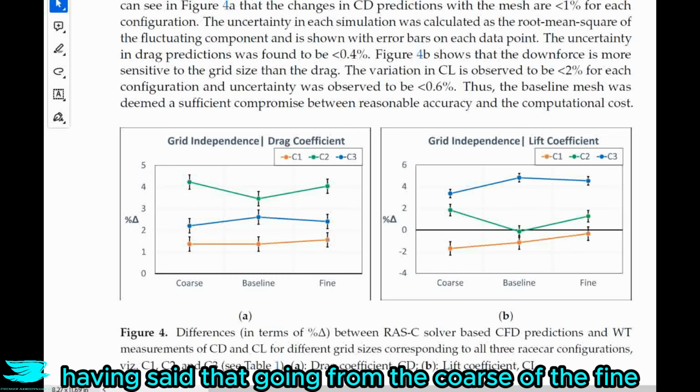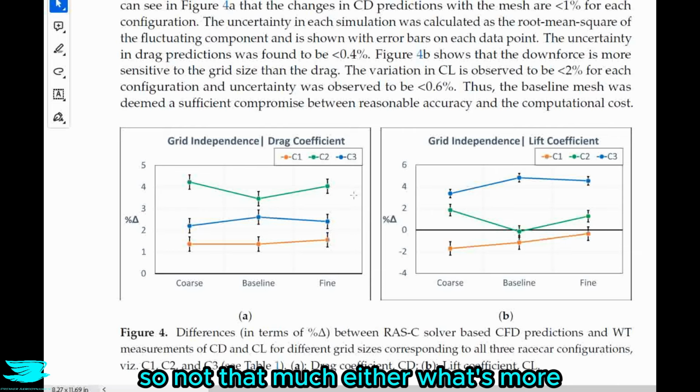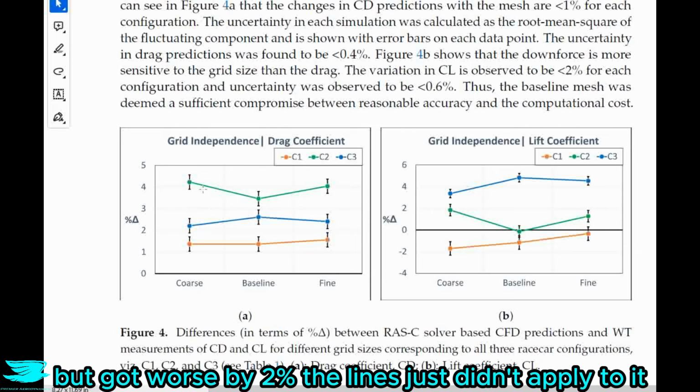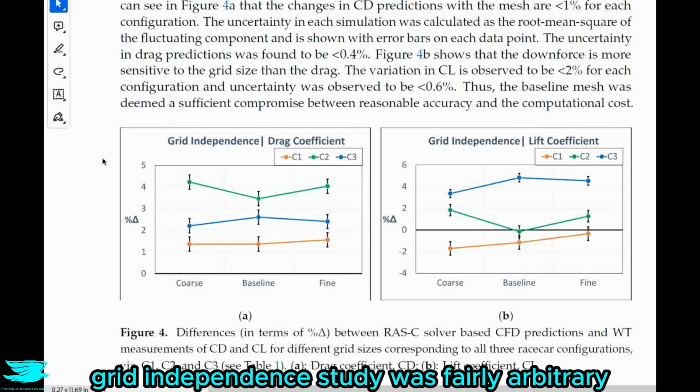Having said that, going from the coarse to the fine at most changed the results by a couple percent, so not that much either. What's more, sometimes the results didn't get better by 2%, but got worse by 2%. The lines just didn't plateau. So I think that selecting the baseline mesh for this grid independent study was fairly arbitrary.